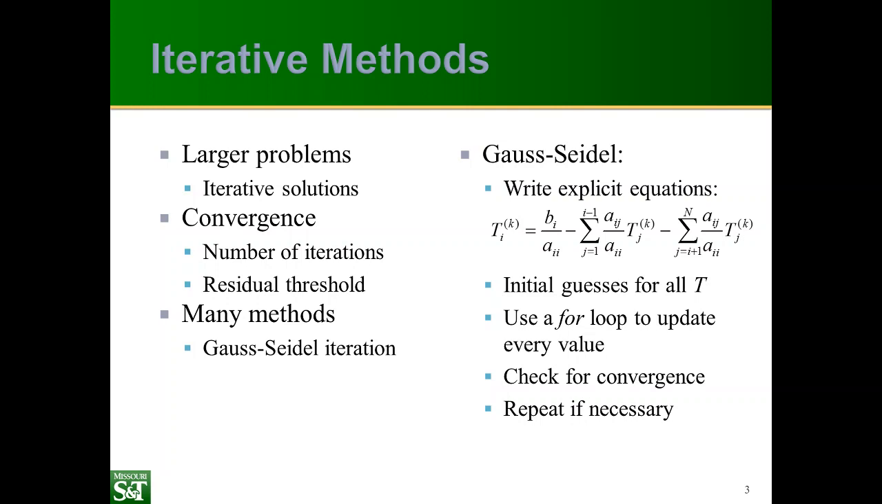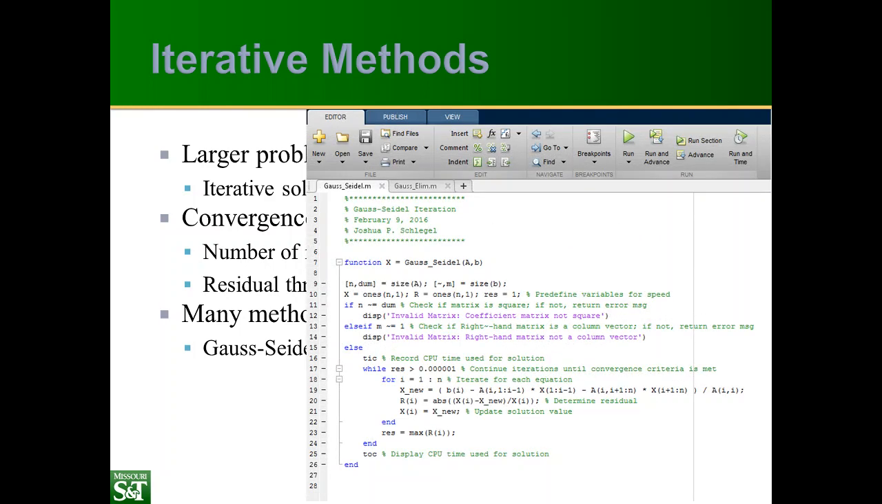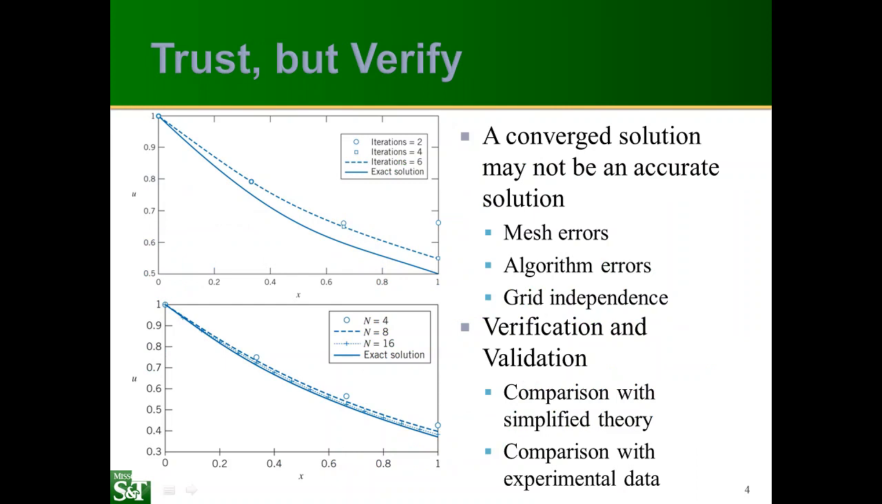So we can actually show an example of this in MATLAB. So here in the MATLAB code, we have the for loop for all of our values, and then we calculate the new value, we determine the residual or the change in the value, and then we update the original matrix with the new value right away. And then we repeat until the residual is smaller than some very, very small value.